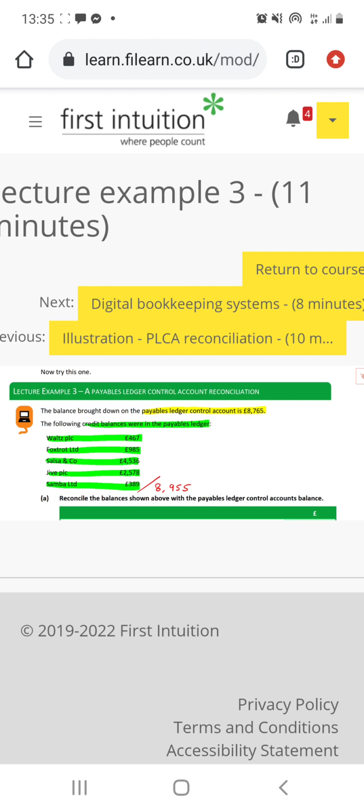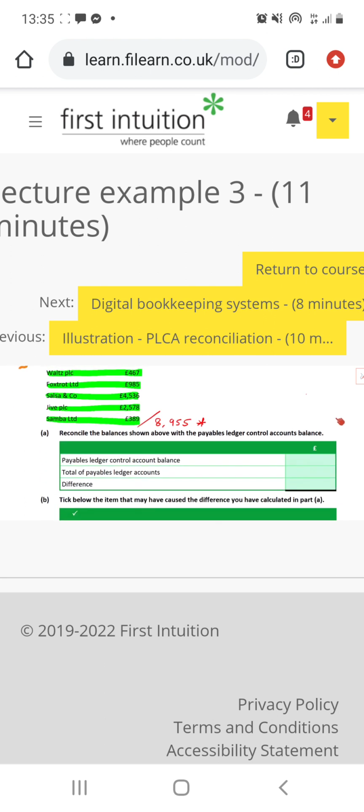That's what it looks like I owe all the suppliers individually. Problem is now that that number and that number do not agree, and they should do, okay? So in terms of me doing part A and reconciling the balances, well, that's basically what we've just done, in that the amount per the payables ledger control account balance, that's the figure we just highlighted in yellow there, and that is the 8765.